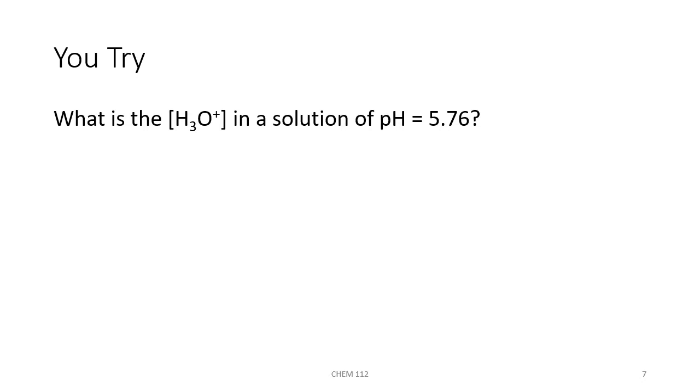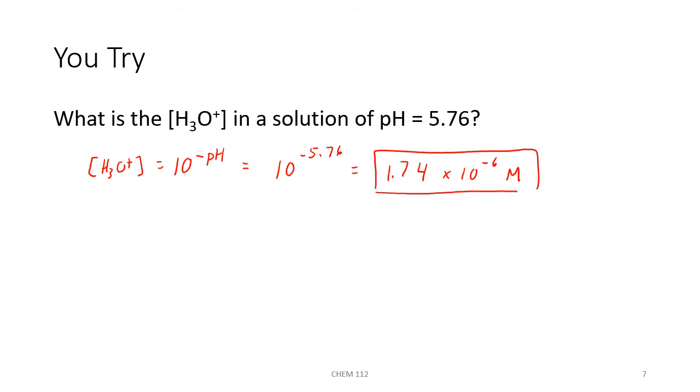What is the hydronium ion concentration in a solution of pH equal to 5.76? So to calculate the H3O+ concentration, we want to undo our negative log function. So that'll be 10 raised to the negative pH. So we're going to have 10 raised to the negative 5.76, because that was our pH we were given. And our hydronium ion concentration is 1.74 times 10 to the negative 6 molar. Since it's a concentration, it'll be in units of molarity.